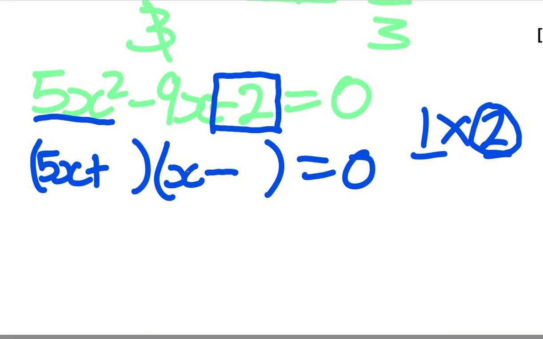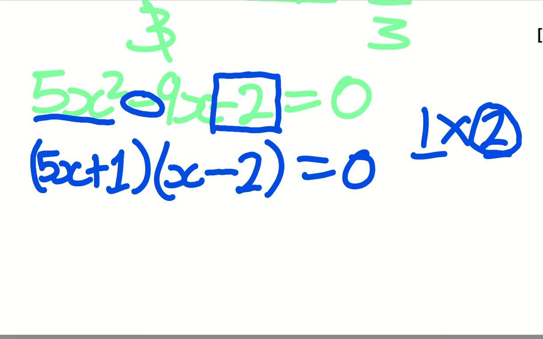So what are you going to do with the bigger factor? The bigger factor must take the sign of the middle term. The coefficient of the middle term is negative 9. So since it's negative, the bigger factor will take a negative sign. It should take the sign of the coefficient of the middle term. So 2 will be next to the negative sign here, then 1 goes with the positive.